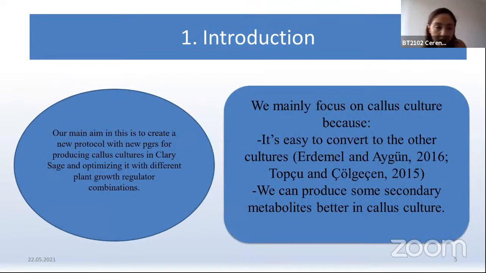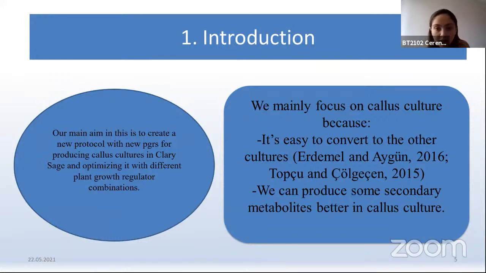Now, if we want to talk about our particular aim in this project or research, we want to create a new protocol with some plant growth regulator combinations and concentrations, and we want to optimize that for creating callus cultures in Cephalaria. What is callus? Callus is an irregularly clustered cell mass that has higher totipotency.